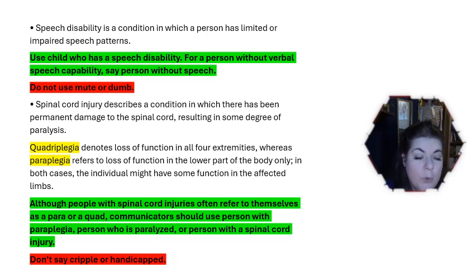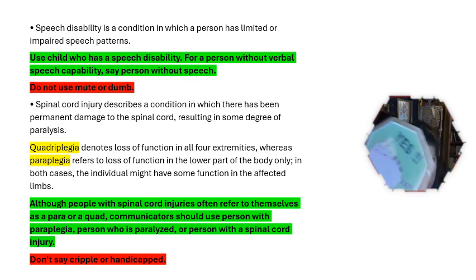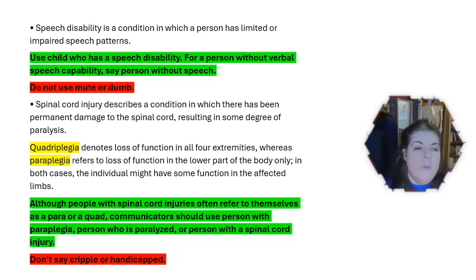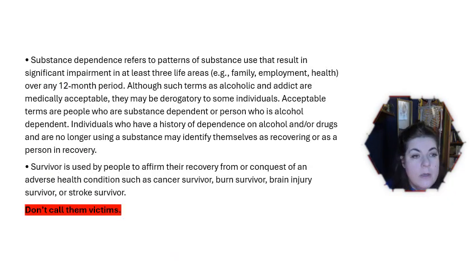Although people with spinal cord injuries often refer to themselves as a para or quad, communicators, massage therapists should always use person with paraplegia, person who is paralyzed, or person with a spinal cord injury. All right, do not say cripple. Do not say handicapped. Do not say confined to a wheelchair. Okay? We are not using these terms.